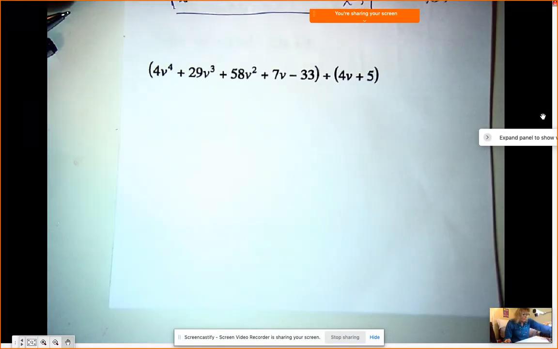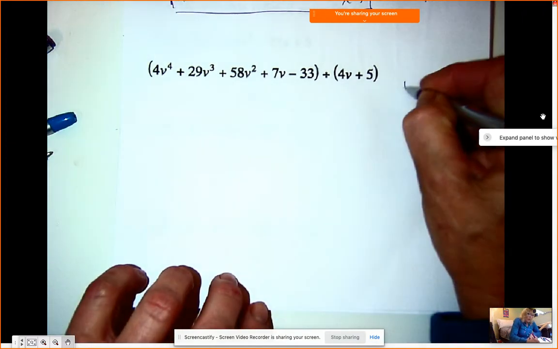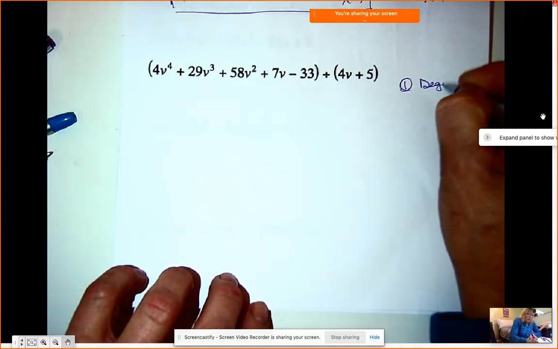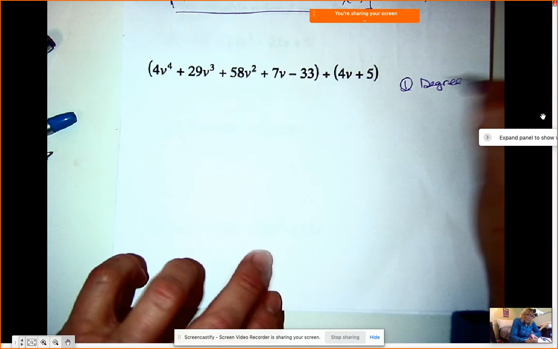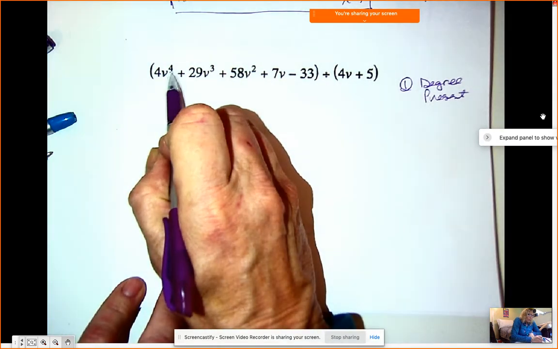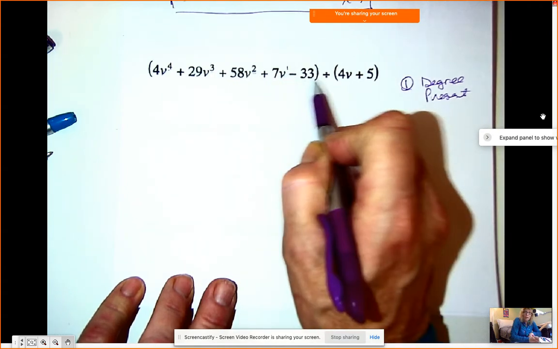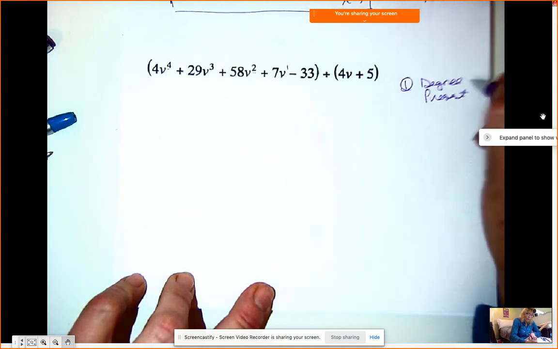All right, so I need some colored pens here. Okay, the first step is that we have to check, is every degree accounted for? Every degree present, meaning if it starts with x to the fourth, we need to have x to the third, to the second, to the first, and the constant. Every degree is there. We're good.